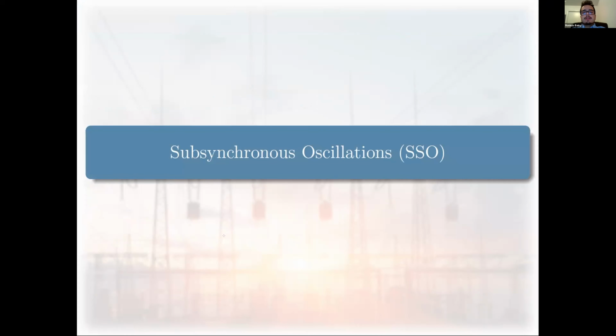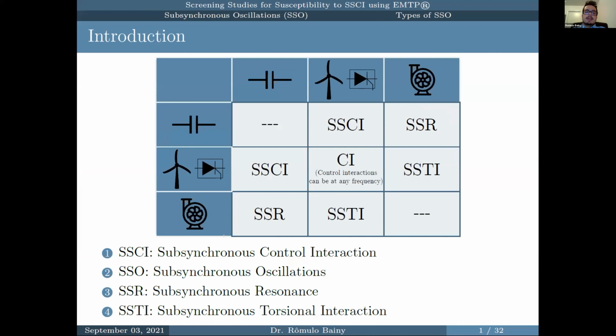Okay, so let's start with subsynchronous oscillations here. Just as an introduction about this topic, I brought this table, and we have basically 3 main types of devices. We have the series capacitors, we have our power electronic devices like HVDCs, like a type 3 or type 4 wind turbine. And then here we have a torsional mass, for example, like a wind shaft.